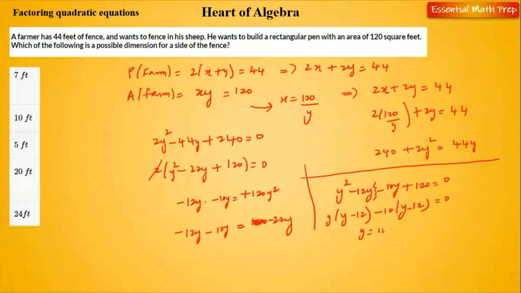Y can be 10 or 12. 12 is not an answer choice, so 10 is the one. We don't know which is which, they didn't ask you specifically, they're just asking for one of the two values. The other value is not given. This means the answer is 10 feet.